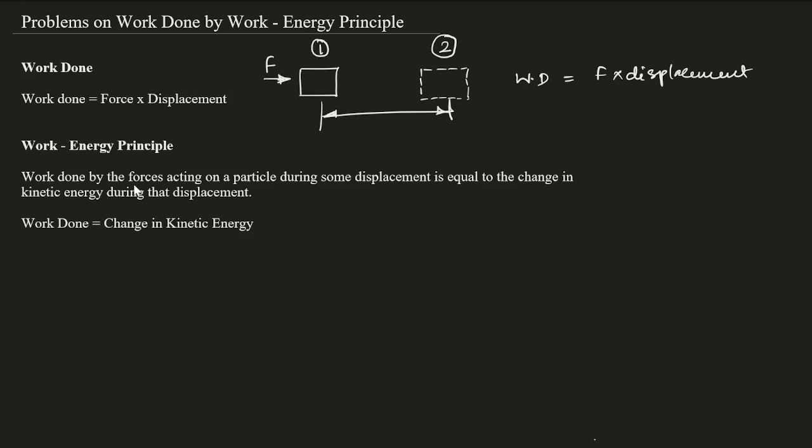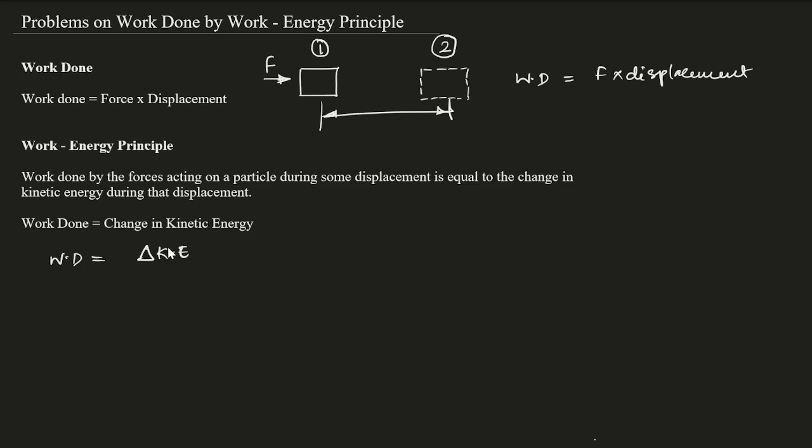The work done by the force acting on a particle during some displacement is equal to the change in kinetic energy during the displacement. While the box is moving, or any particle is moving and displacement is happening, the work done will be equal to the change in kinetic energy.